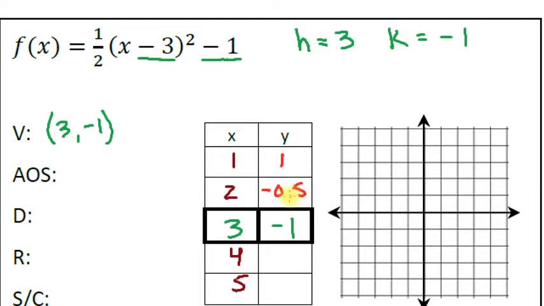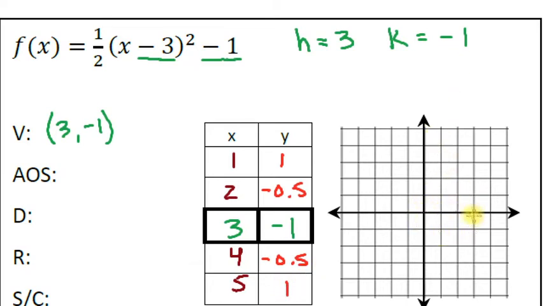You should be practicing this with your calculator. Don't just be lazy and write the numbers down. Put them in your calculator so you can verify you know how to do it. When you plug in 4, you're also going to get negative 0.5. When you plug in 5, you're also going to get 1. Let's go ahead and graph these.